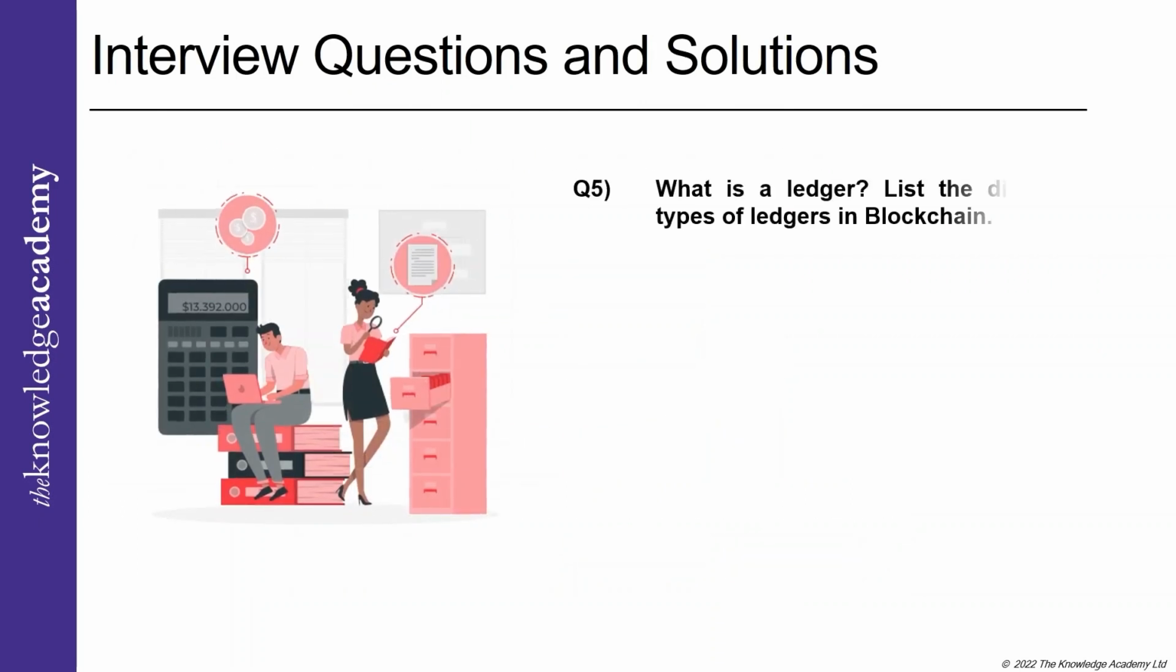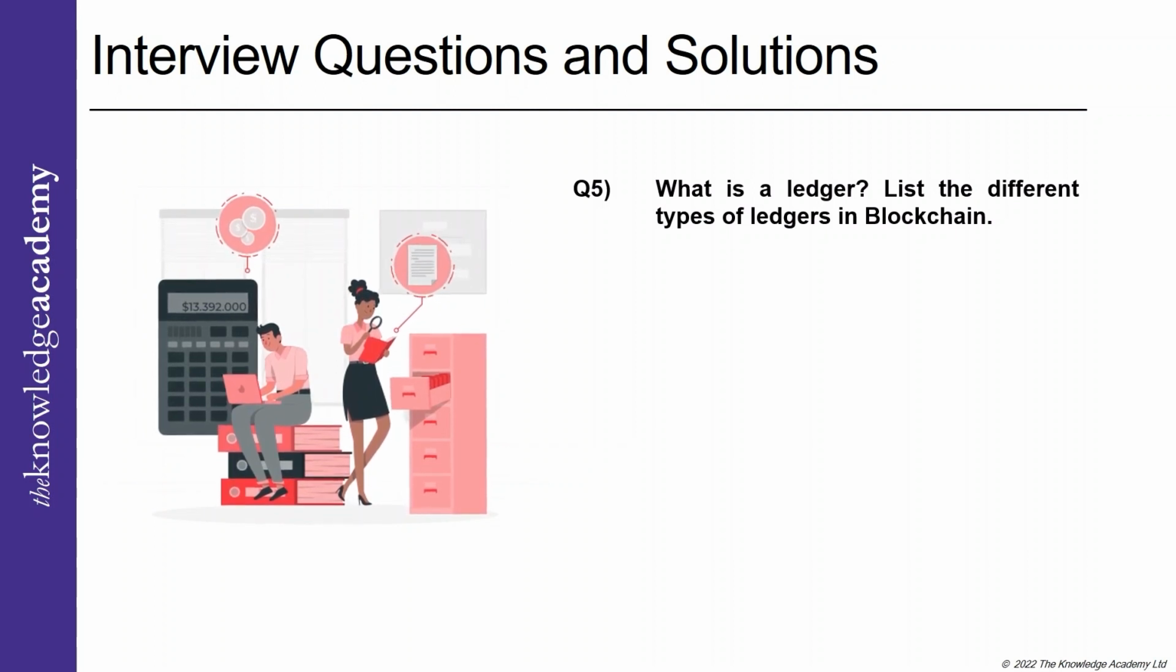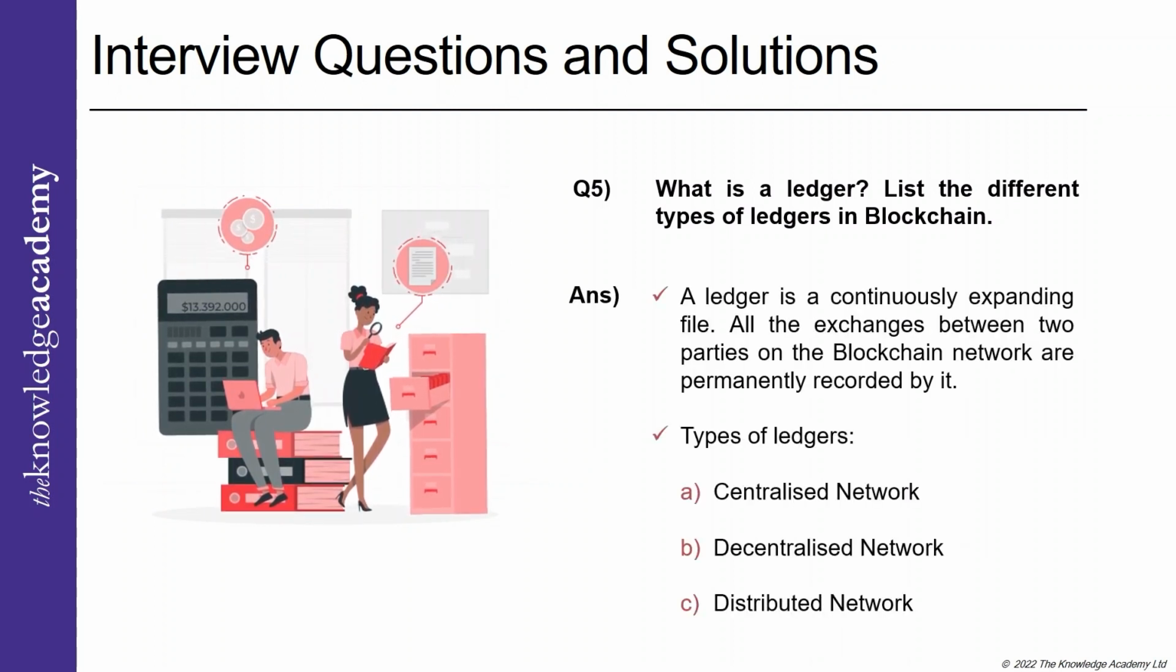Next question. What is a ledger? List the different types of ledger in a blockchain. And the answer is, a ledger is a continuously expanding file. All the exchanges between two parties on the blockchain network are permanently recorded by it. Users of the blockchain can get access to one of the three popular types of ledgers. First is the centralized network, second is the decentralized network, and then comes the distributed network.